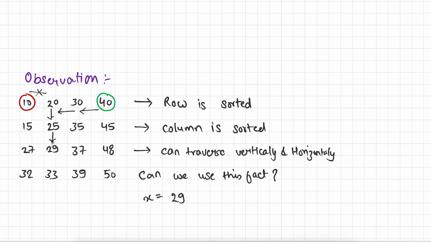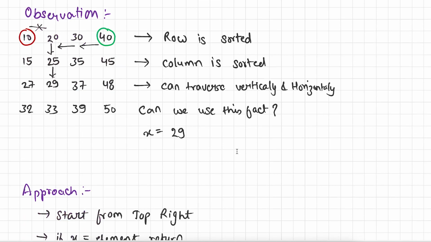So after observing all the facts, we just have to make 2 simple rules. If the element we are visiting is greater than the searched element, we simply move left. And in case the element we are visiting is smaller than the searched element, we simply go down. Okay, so I hope guys you understood this observation. Now based on this observation, let's devise an algorithm to solve this problem.